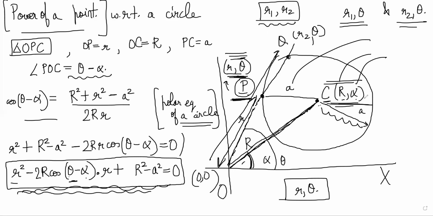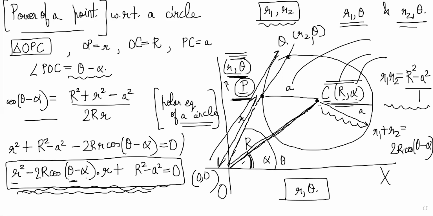Now, one thing we can say for sure is that r1 r2, the product of the roots in this equation, is C by A. Now, notice one thing. The sum of the roots was actually 2R cos(theta minus alpha), divided by A, which is 1, right? So the sum of the roots depends on theta, no? But the product of the roots does not depend on theta.